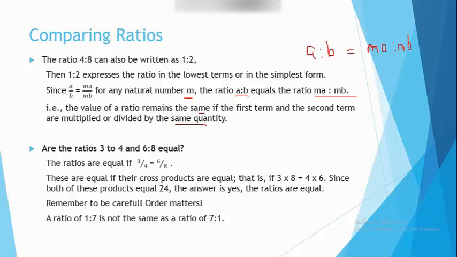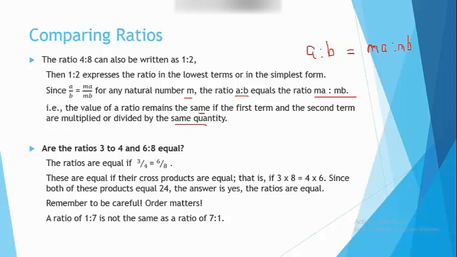Not only multiplication, we can also perform division to get the same value for the ratios. So let's consider the ratios 3 to 4 and 6 to 8. Are they equal? The ratios are equal if 3 by 4 equals 6 by 8. These are equal if their cross products are equal, that is, if 3 times 8 equals 4 times 6.